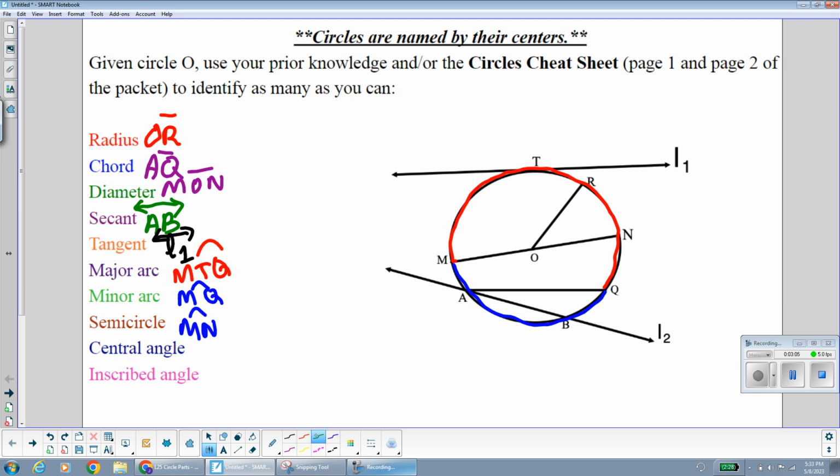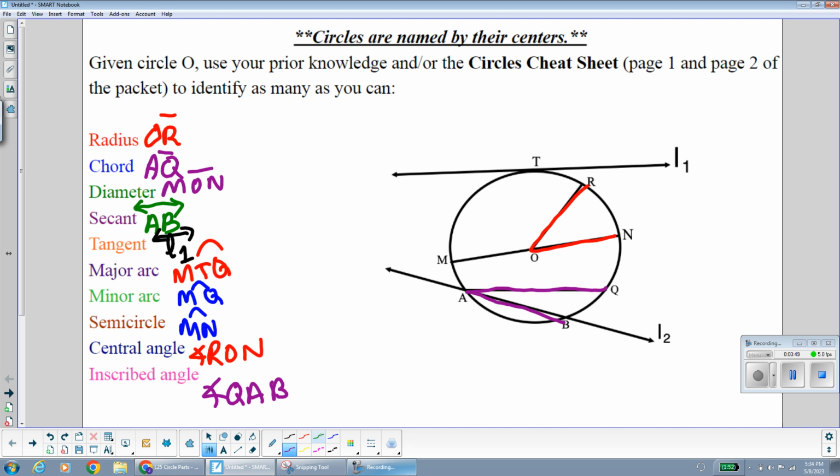A central angle is an angle whose vertex is on the center of a circle. You can remember central angle, center of the circle. So angle ROM would be a central angle of the circle. And an inscribed angle is an angle whose vertex is on the actual circle, on the circumference of the circle. So angle QAB would be an inscribed angle of the circle.